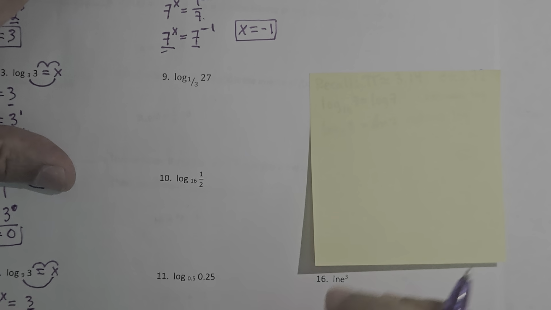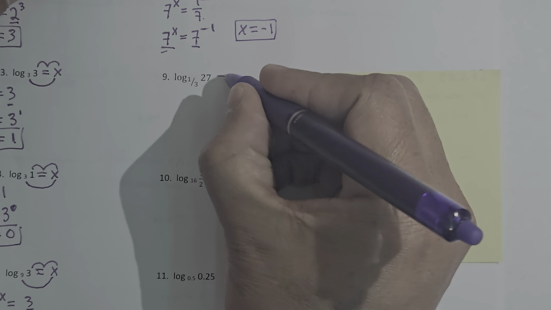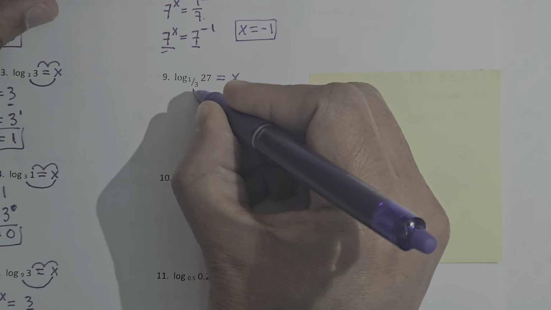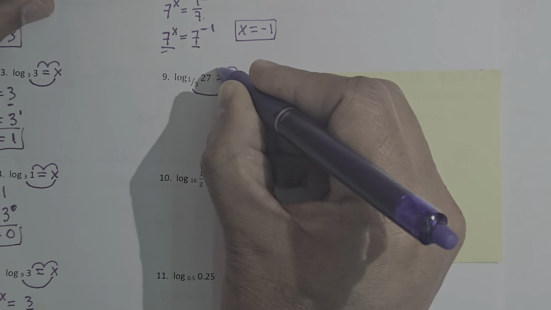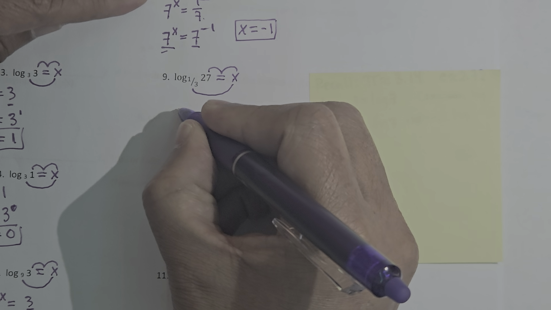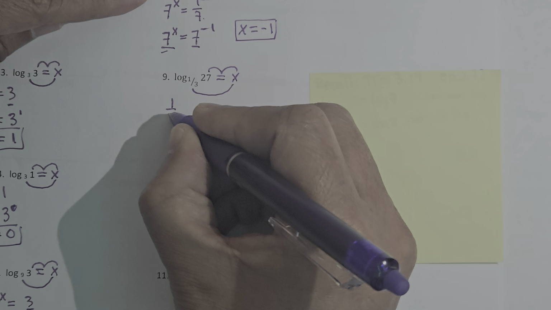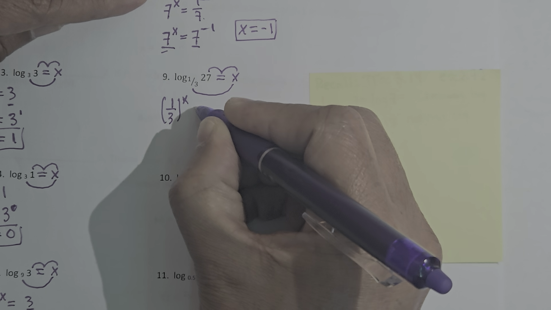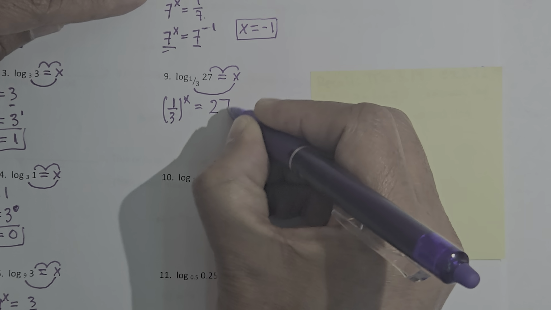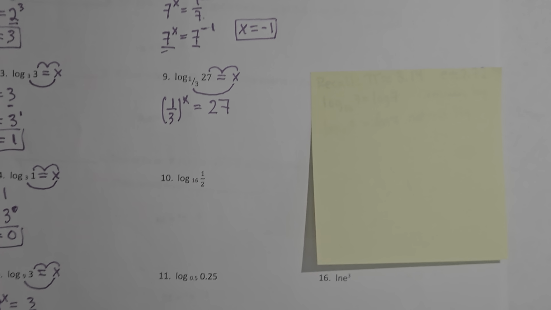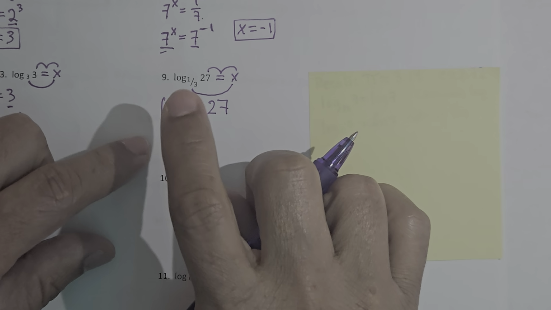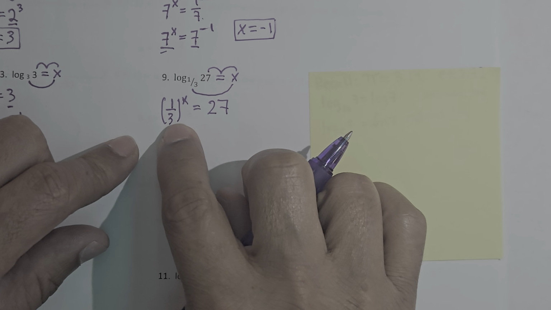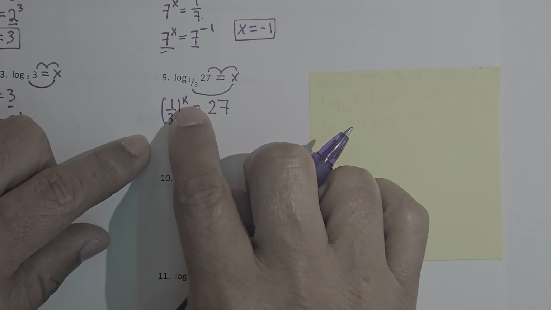All right, next example. So for this one, let's set this equal to x again. Raise 1/3 to the power of x and set it equal to 27. So we have 1/3 to the power of x is equal to 27. Okay. And again, don't forget, the only reason why this 3 is in the denominator is because this power has to be negative, right?